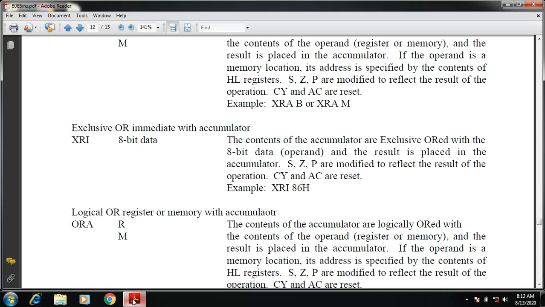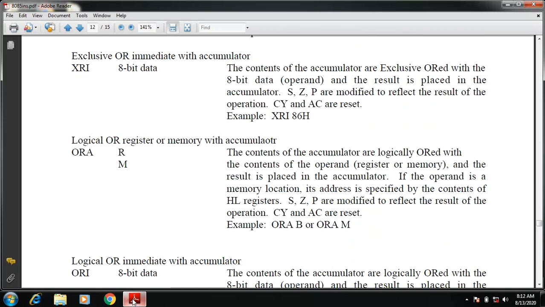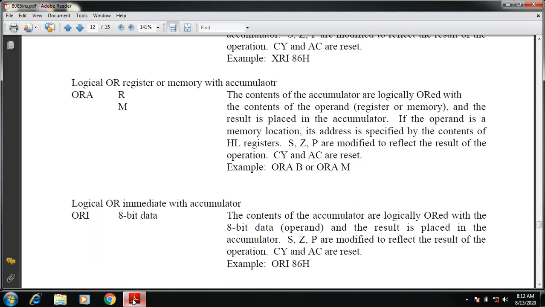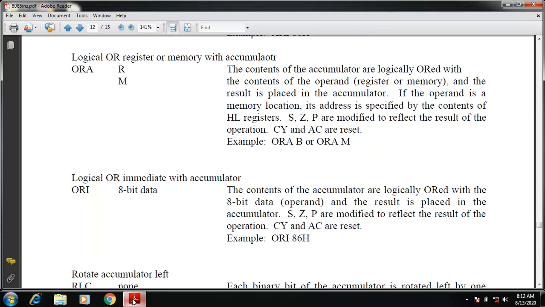Okay, next, ORA. So ORA means logical OR register or memory with accumulator. Logical OR means 0 0 is 0, 0 1 is 1, 1 0 is 1, 1 1 is 1. So this is the logical OR gate.